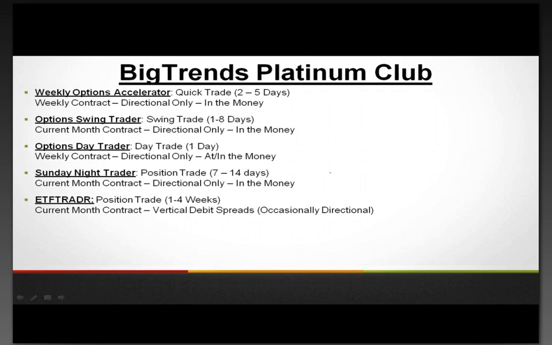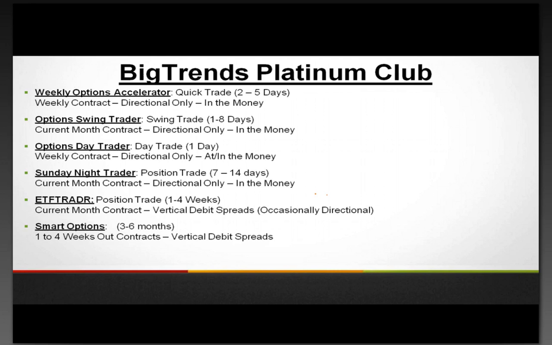ETF Trader is where we're using exchange-traded funds, the really active sector and commodity ETFs and even international ETFs, to go book profits there as well. So we send out real-time trades for both specific buys and debit spreads. We've been doing a lot of specific buys lately because volatility is so low. And then my Smart Option service, we're doing the vertical debit spreads.